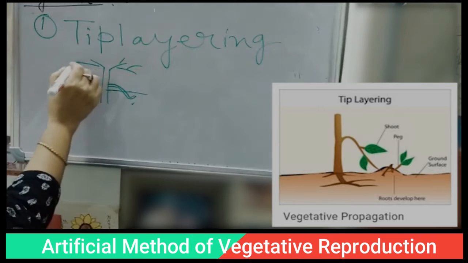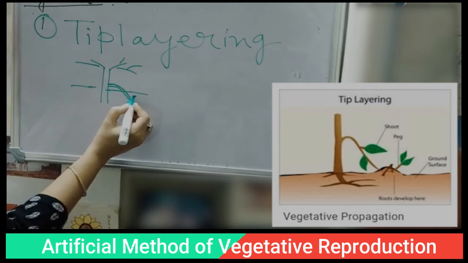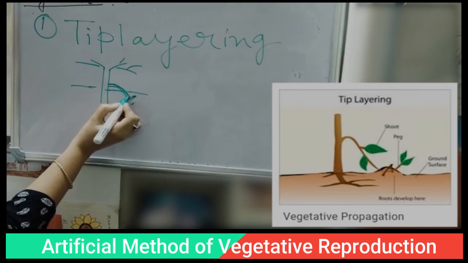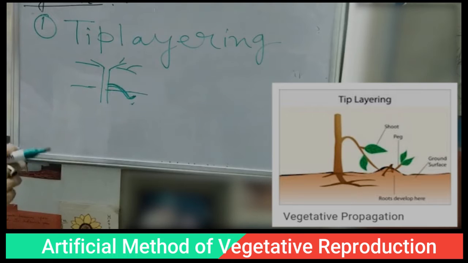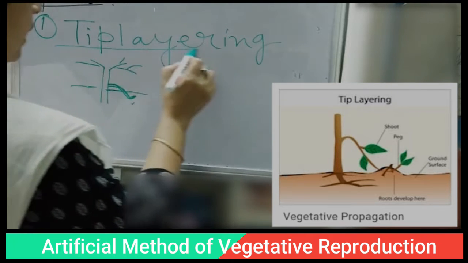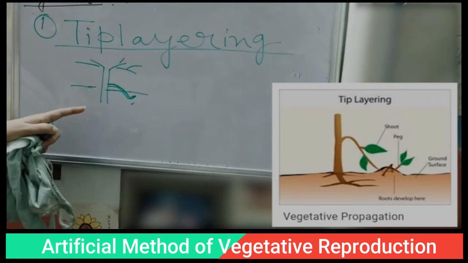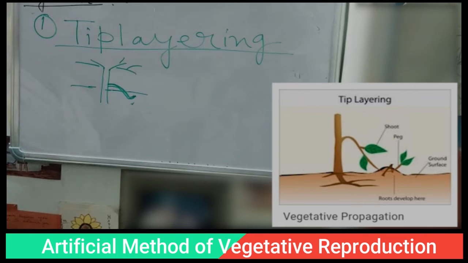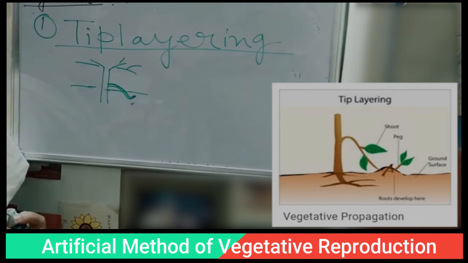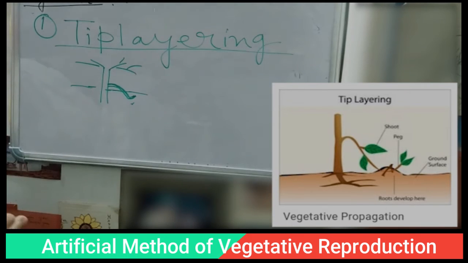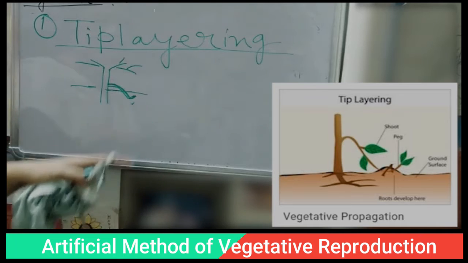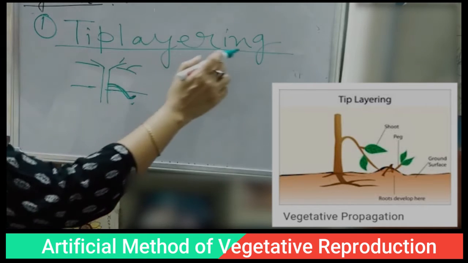Its tip portion should be upright. This type of layering is useful in a soft stemmed plant like raspberry, blackberry, blueberry. In this type of plant, tip layering is useful.